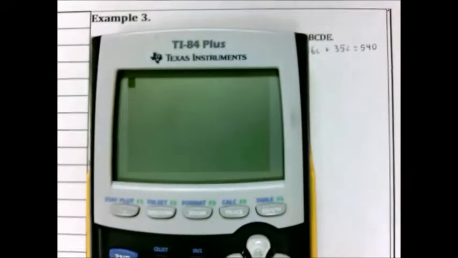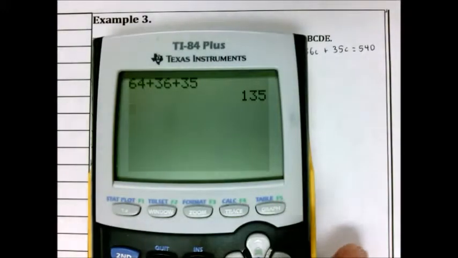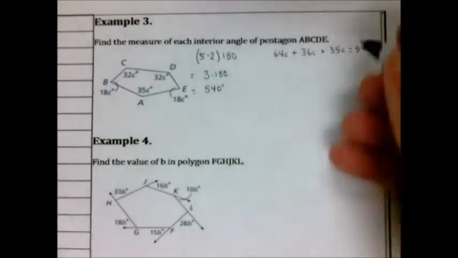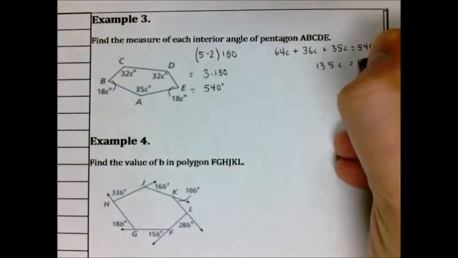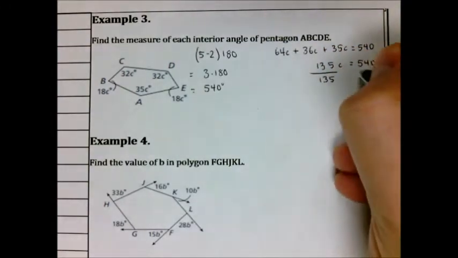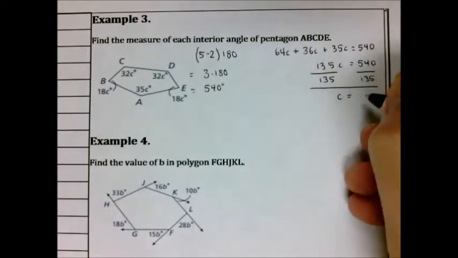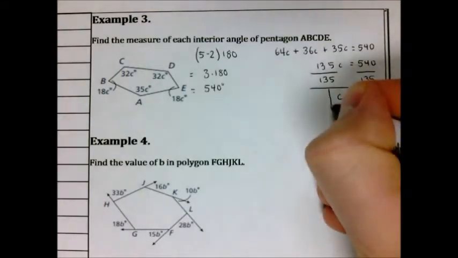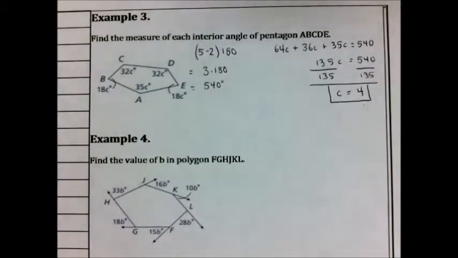You could type in each one of those, but we've got 64 plus 36 plus 35 is going to be equal to 135C. Okay, 135C is equal to our 540. So just divide by 135 on both sides. That'll get C by itself. C is going to equal 4. 135 goes into 540 four times. So now we know what C is.